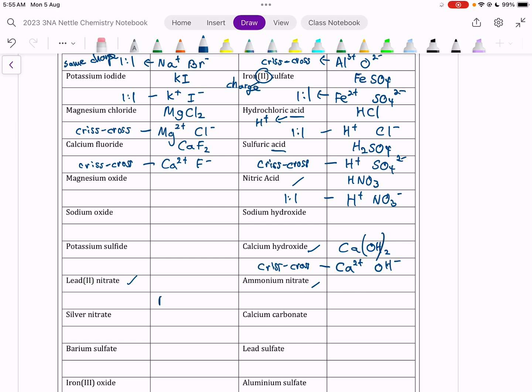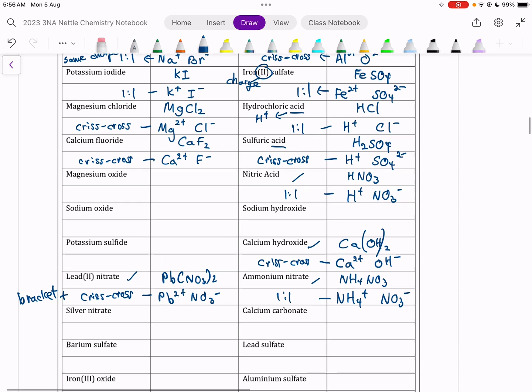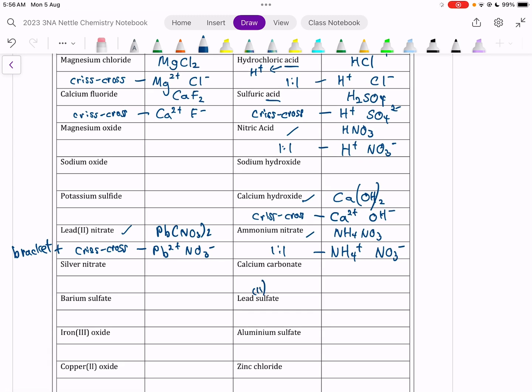Likewise for this, Pb2+ and NO3-. This will be a case where you crisscross with brackets. So Pb(NO3)2, with brackets because you have more than one set of polyatomic ions. Then you have ammonium nitrate. This one is 1 to 1 although both are polyatomic, so NH4NO3. Sorry, this one should be lead 2 sulfate.